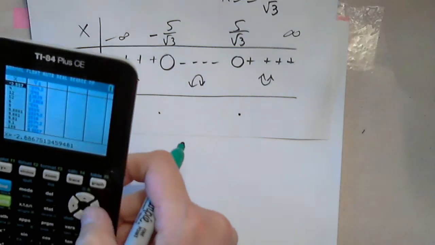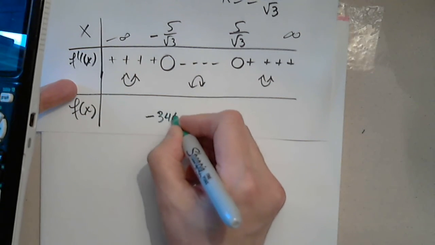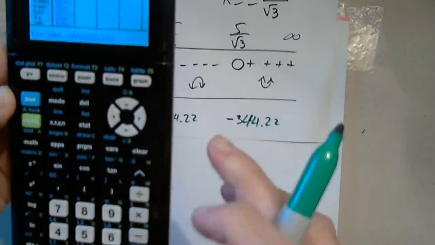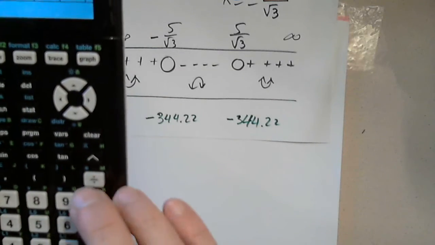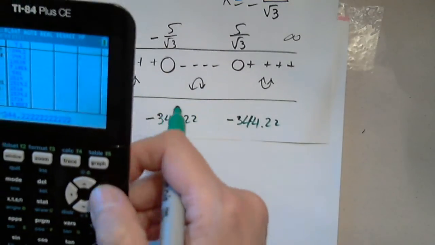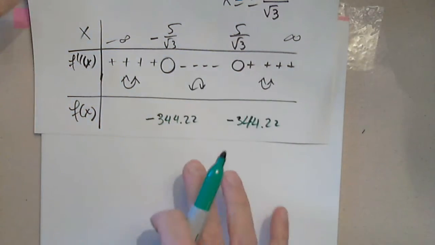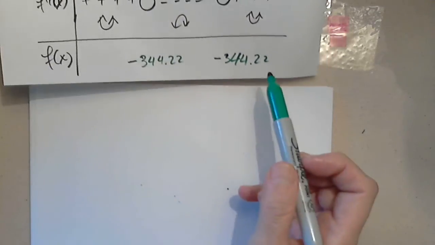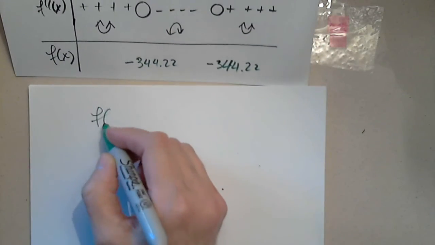So I got negative 344.22. You can plug in 5 divided by the square root of 3, you'll get the same answer, because as I said, the function is even. So you have to get the same thing. Okay, so the inflection points for this function, I don't know how they want them. So maybe they don't want an approximation. So it's fine if they don't want an approximation because I can determine this.